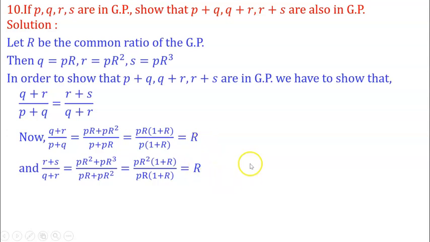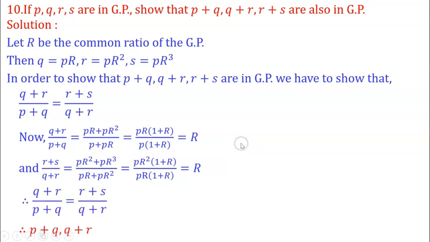Means the ratio is a constant, and hence we will say that P plus Q, Q plus R, R plus S is also in GP, since P, Q, R, S are in GP. Okay. Therefore, this is the answer.